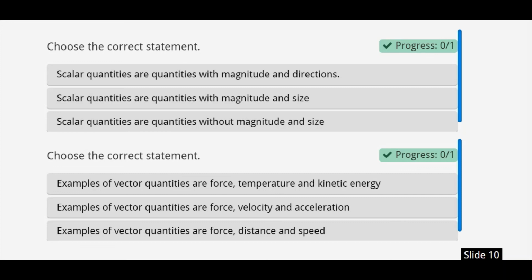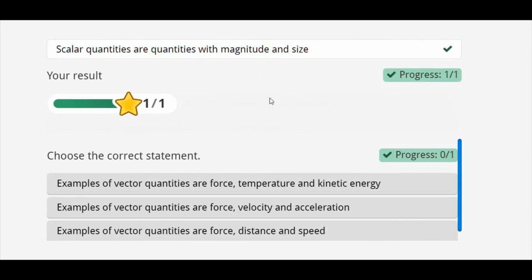Scalar quantities are quantities without magnitude and size. That is false. So we have scalar quantities are quantities with magnitude and size. Correct. So examples of vector quantities are force, temperature, and kinetic energy. Force has magnitude and direction. Temperature only has magnitude, it doesn't have direction. Kinetic energy has magnitude, no direction. So temperature and kinetic energy are scalars.